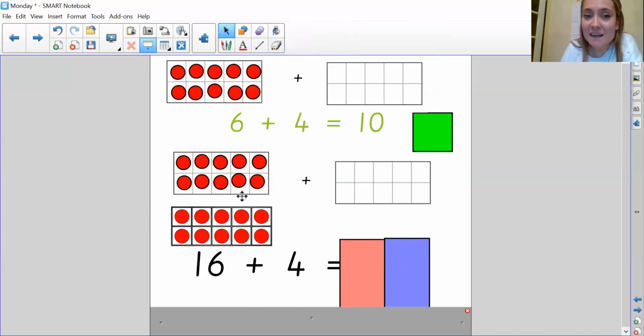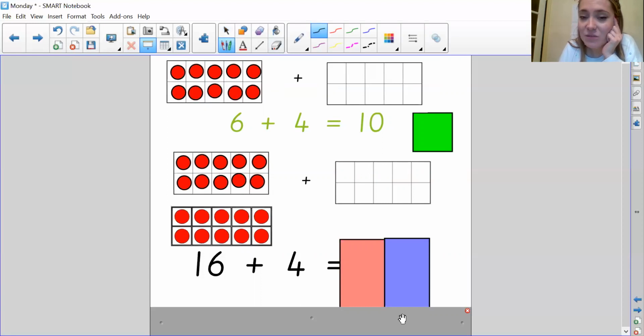Fantastic. I have made another 10. So I've got my 10 here from my 16 and my 10 here. How many 10s have I got? That's right. I've got 2 10s. Have I got any ones left? No, I've got 0 ones now. Did you see how I moved that 4 and it made a 10 like before? Fantastic. So what number have I made? That's right, I've made 20. Good.